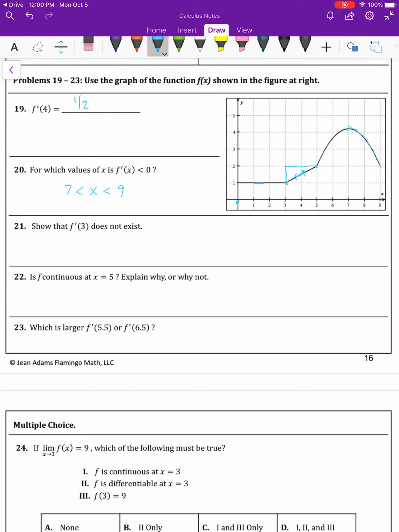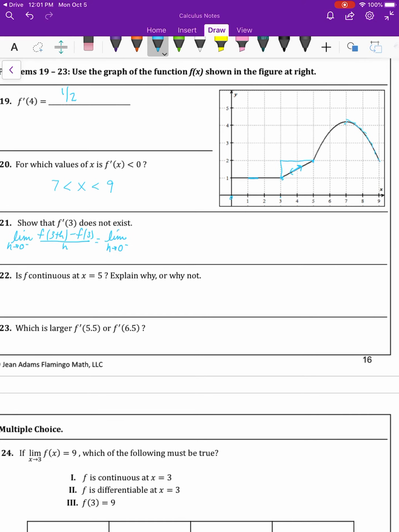And show that f prime of 3 does not exist. So you would want to show that the limit as h goes to 0 from the left of f of 3 plus h minus f of 3 divided by h, you're going to show that it does not equal the limit as h goes to 0 from the right of f of 3 plus h minus f of 3 divided by h, okay? Because you're trying to show that the left-hand limit does not equal the right-hand limit. So we've got the limit as h goes to 0 from the left. Now remember, this is a piecewise function, okay? So I'm approaching 3 here.